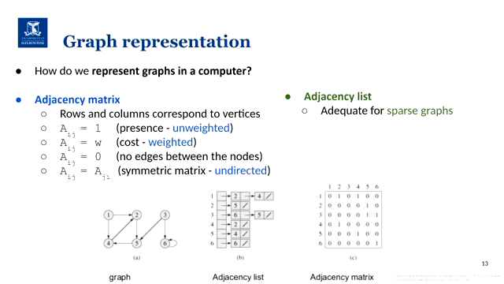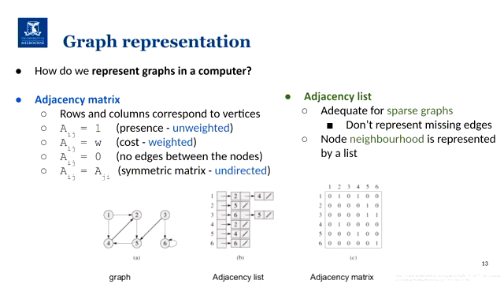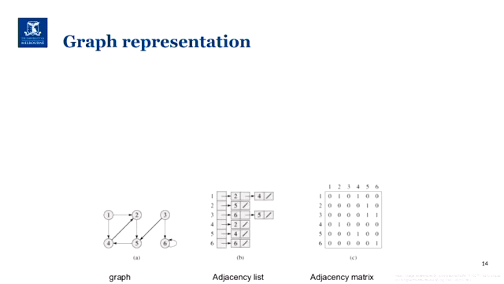Okay? So a more adequate way to store them in memory would be using an adjacency list, something like this. So in that way, we don't represent missing edges. Each node's neighborhood is represented by a list. Let's say we say that node 1 has 2 and 4 in its neighborhood. And of course, this will have implications in terms of how you access the edges and count node degree and so on and so forth.